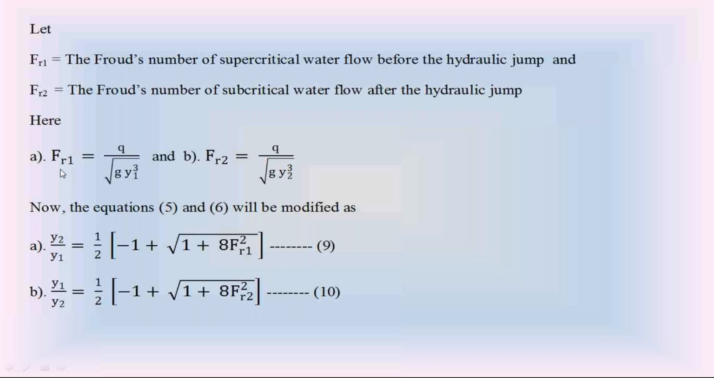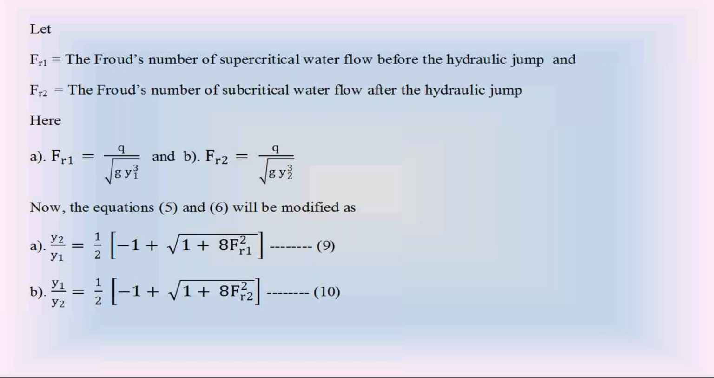I discussed the Froude number in open channel flow. We know that in open channel flow, the Froude number Fr is equal to small q divided by root g into y. Actually, the Froude number Fr is equal to V divided by root g into d. V is the mean velocity of flow, g is the acceleration due to gravity, d is the hydraulic depth.